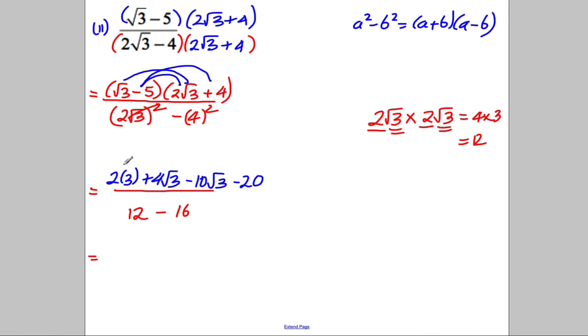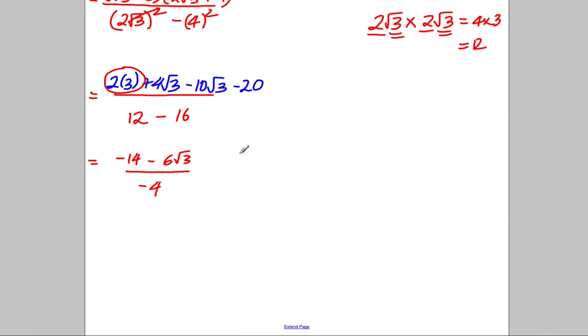Okay, let's keep going here. 2 multiplied by 3 is 6. 6 take away 20 is negative 14. 4 root 3 take away 10 root 3 is subtract 6 root 3. And all of this is over negative 4.